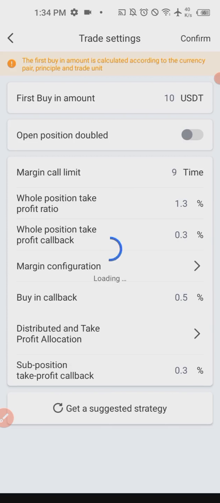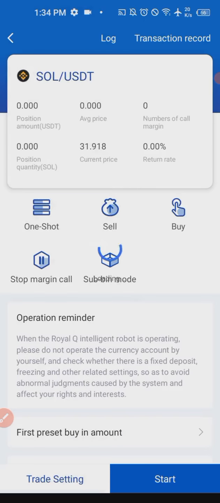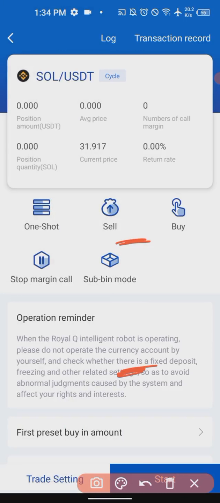So, I think it's the Wi-Fi I'm using. Okay. So after clicking on confirm, I also need to click on this now. This is where we explain this. This sub-bin mode means this feature I'm using right now, this new feature of separating this thing here.